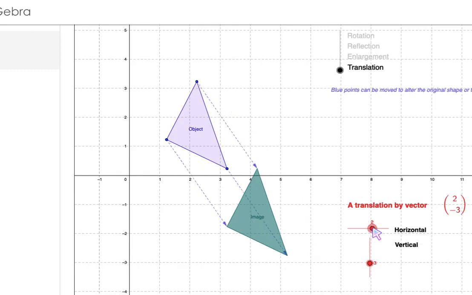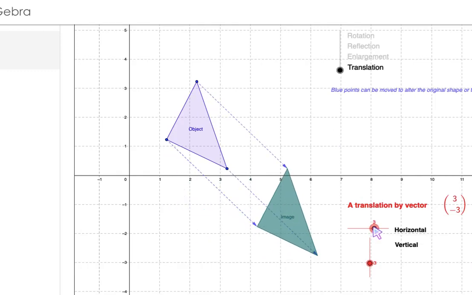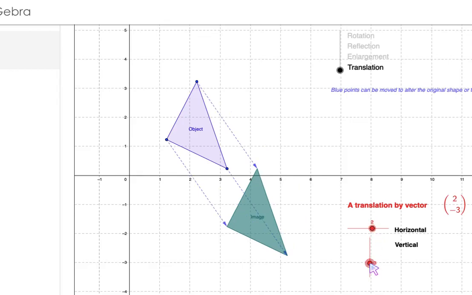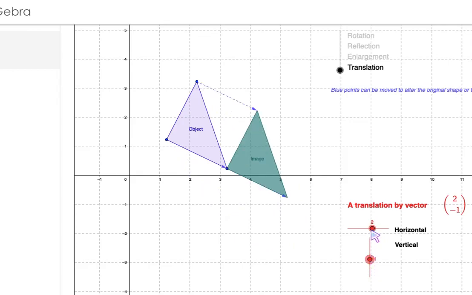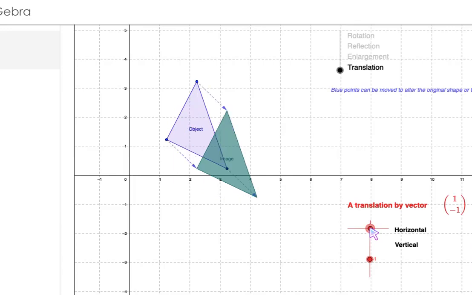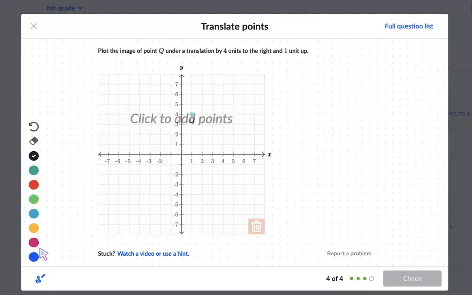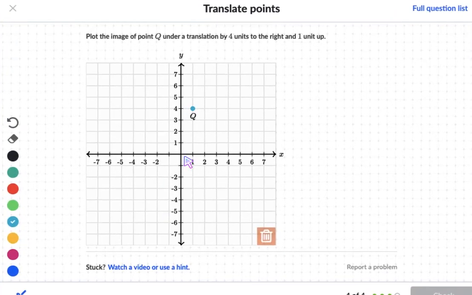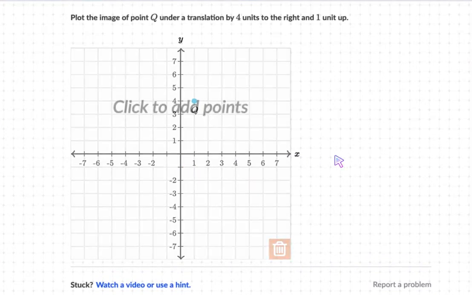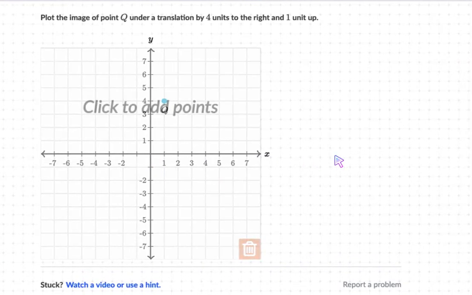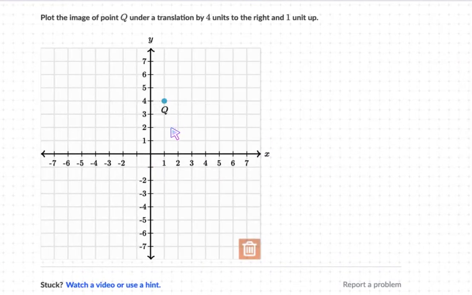And as a review, the object and image should follow the vector's direction and distance. The first type of problem that you will encounter is translating points. Go ahead and pause the video and try this one on your own first.